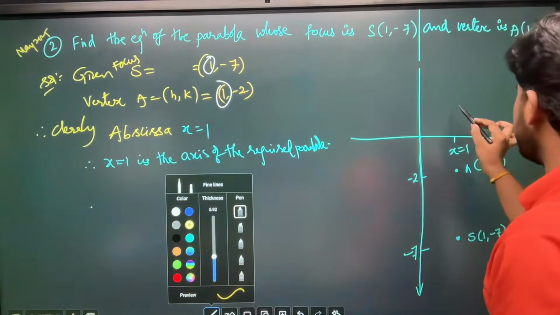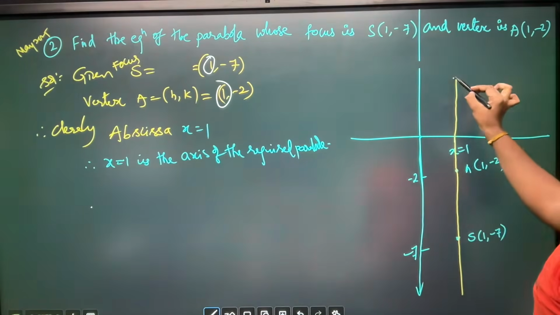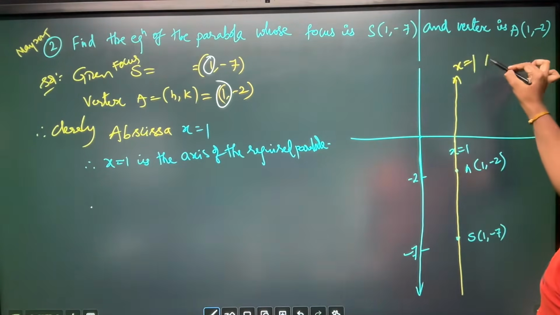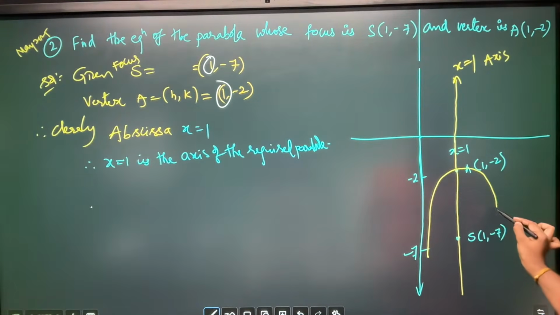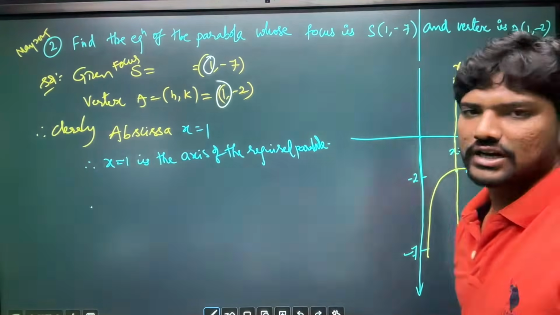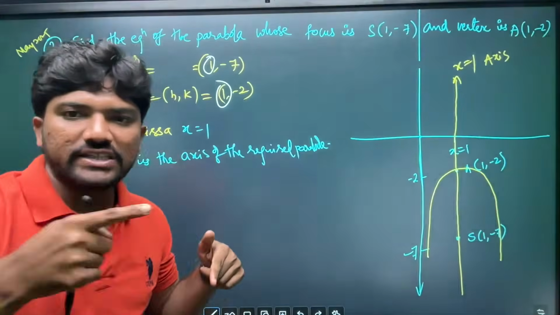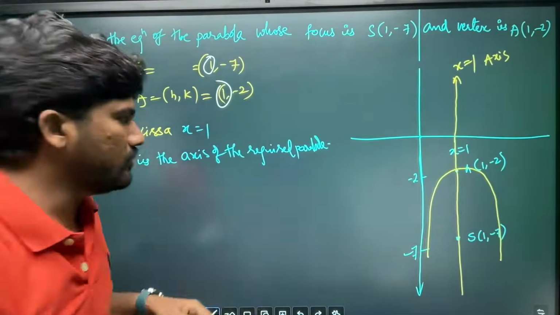Now how do we take the axis? This will be the axis. This is the axis of the parabola. That is, x is equal to 1 is the axis of the parabola. Okay, so now you have to take the parabola like this. It must compulsorily intersect at the vertex, ma. Please remember you have to take it like this. This is the parabola. Okay, so clear? So you have to take the face of the parabola towards the focus from the vertex.